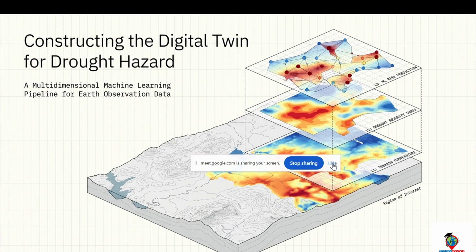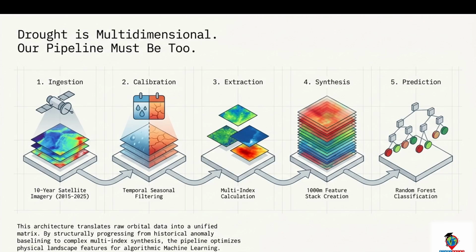So today we discuss this type of problem, how to fix it. A multi-dimensional machine learning pipeline for Earth observation data, mainly drought. We try to focus on identifying drought hazard using machine learning. Random forest machine learning we try to apply.